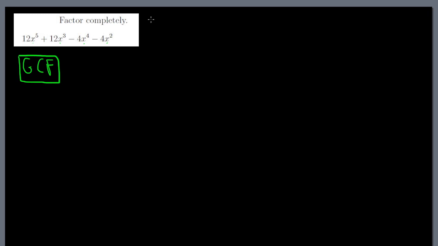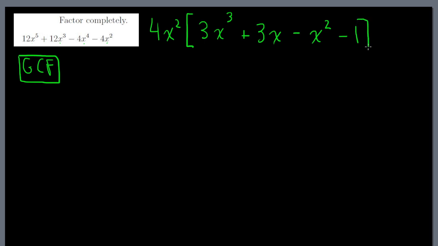So maybe if I pull out this common 4x squared, I get to rewrite this as, if I divide everything by 4x squared, I'm going to be left with 3x to the 3. Divide this by 4x squared. This becomes 3x. What about this one? We'll divide this by 4x squared. This becomes minus x squared. If I divide this by 4x squared, it becomes minus 1.